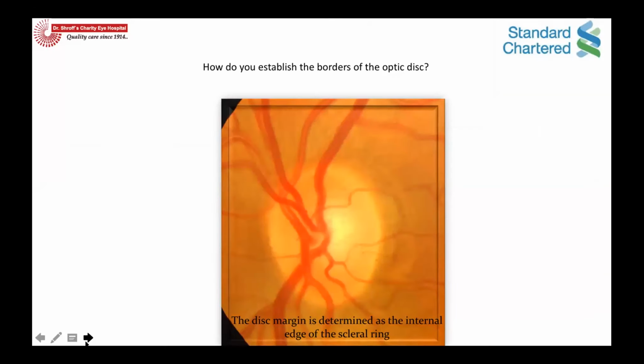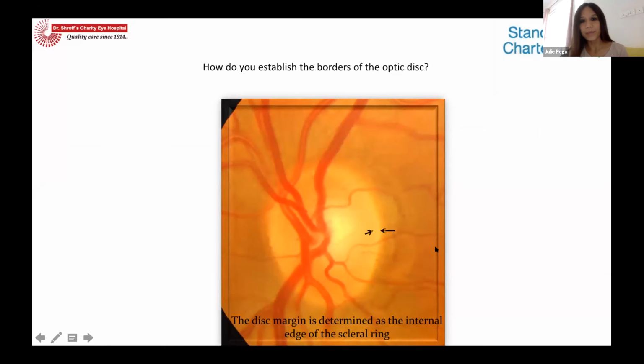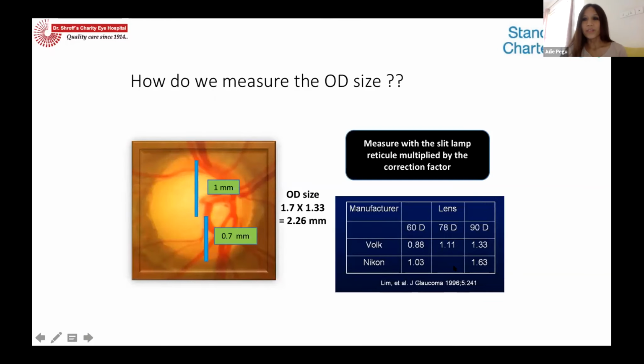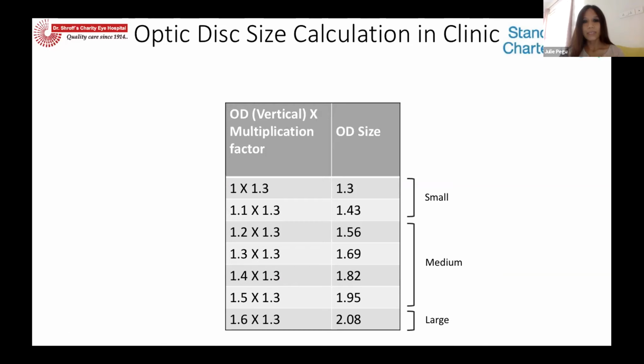So how do we establish the borders of the optic disc? This is the peripapillary scleral ring, which is not a part of the evaluation. So please, whenever you are seeing an optic disc, just exclude that out. The area inside this margin is the actual optic disc. So how do we measure the optic disc? We measure the slit lamp reticule multiplied by the correction factor. You make a thin beam of slit and you measure from the edges of the scleral ring. And because I use a 90 diopter lens, I multiply it by 1.3.